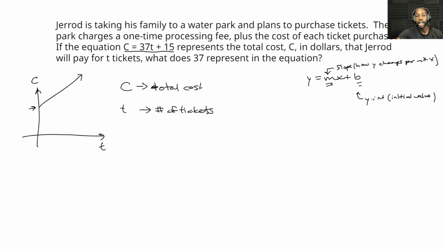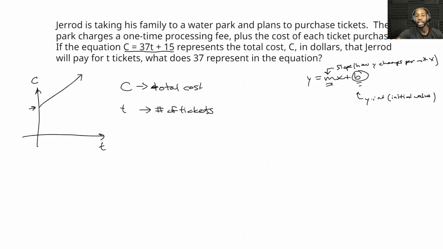Okay. And so in this case, you see they say that the park charges a one-time processing fee. That's what this is going to be. So in this case, 15 is going to be a one-time processing fee. But that's not what we're looking for. We're wondering what the 37 stands for. 37 has something to do with the rate of change, the slope, how the cost changes per unit number of tickets. Okay. So this slope, so you multiply something times the number of tickets.